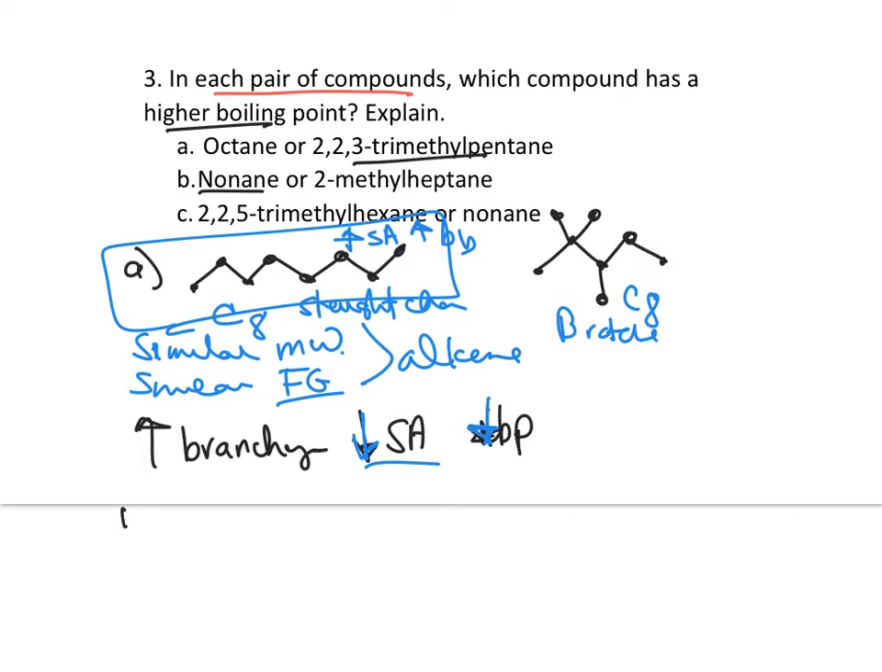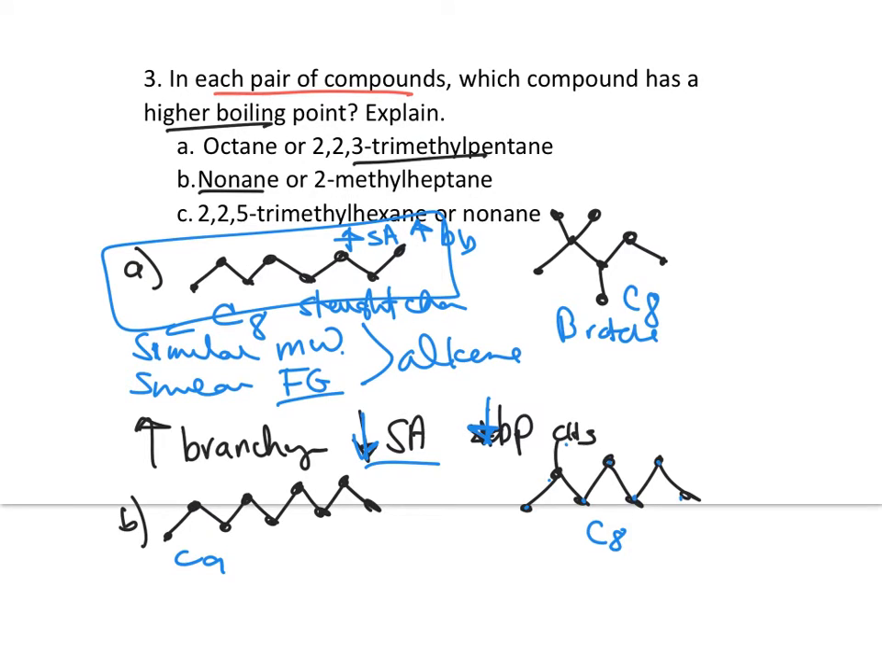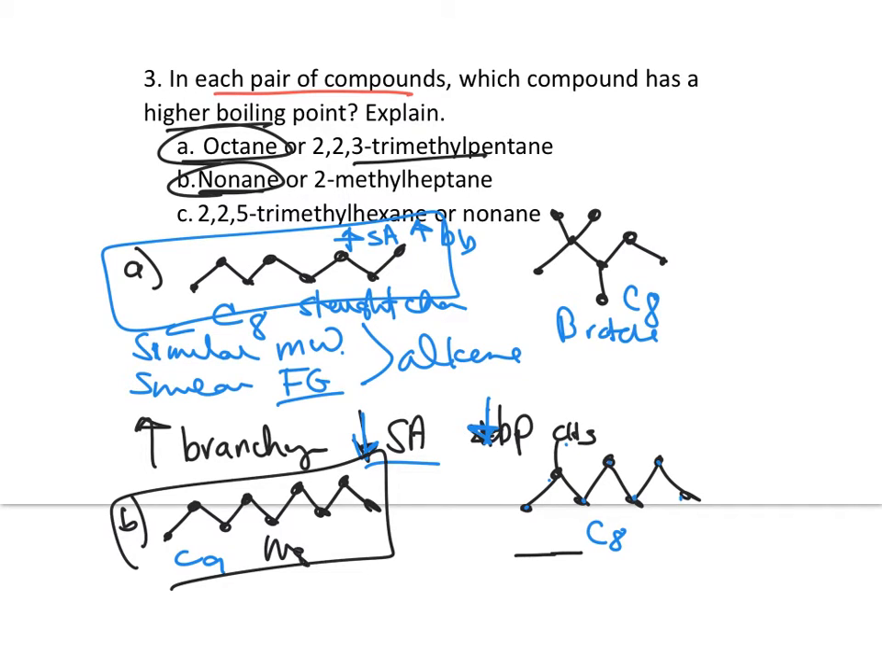Okay, nonane, this is B, that's 9 carbons. 1, 2, 3, 4, 5, 6, 7, 8, 9. And then 2-methylheptane. 1, 2, 3, 4, 5, 6, 7. And there's your methyl. And so we have C9, and here we have 1, 2, 3, 4, 5, 6, 7, 8. C8. So in this case, C9, nonane, would have the higher boiling point because it has 9 carbons, so it'd have a higher molecular weight.